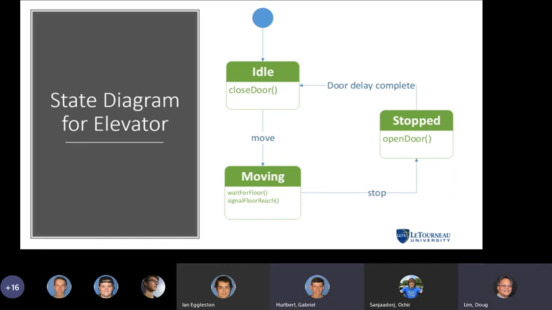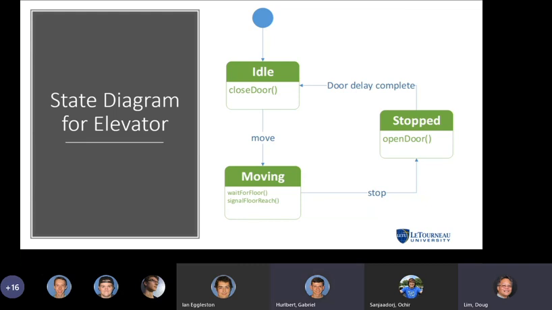Okay, here's the diagram for the elevator. So the initial state is idle. And I have here, when you reach the idle state, you close the door. We'll see if that is accurate. And then we get an event that says move. And so we enter into the moving state and we say wait for floor and then signal floor reached.